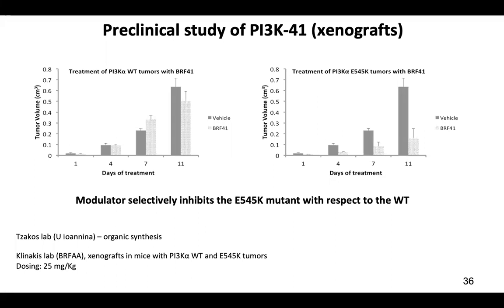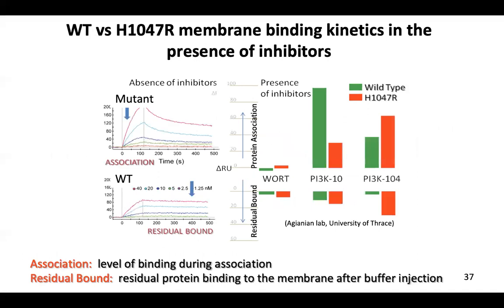If you move to tumors that are dependent on this mutation, and because we have designed the drug candidates with in mind the allosteric modulation of E545K tumors, you see that there's a dramatic effect on the tumor volume with respect to the vehicle, which is water. So you see here that it was possible to design modulators that selectively inhibit the E545 mutant with respect to the wild type. But even more importantly, we wanted to understand how these molecules are acting.